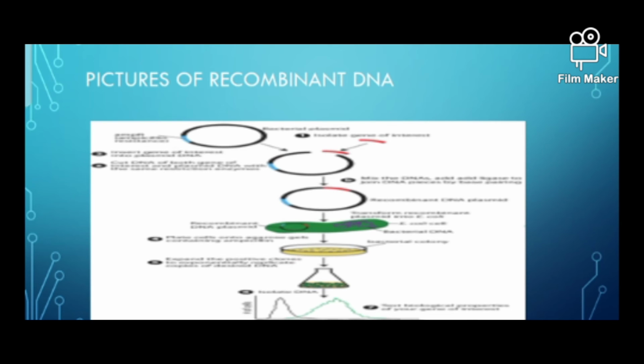And these are the pictures for the recombinant DNA, and they show the 7 steps of the recombinant DNA.